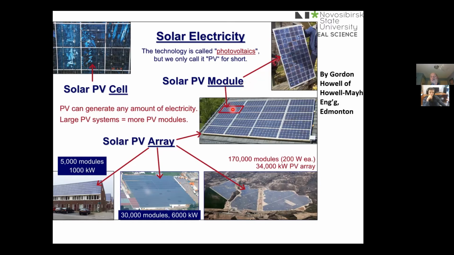Then that module may be connected with other modules in what's called a string. And usually speaking, a string is a collection of PV modules that are wired in series. Not always, but generally. And then those modules make up an array. And an array can be relatively small if it's on a residential building. It can be a medium-sized one on a factory, or it can be a huge one on a PV farm, as you can see here.